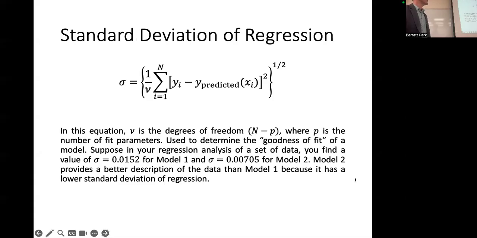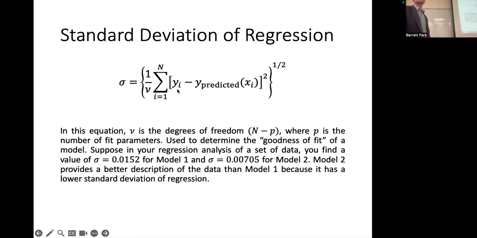This looks a lot like the equation that you saw for standard deviations, but in this case, you take the measured y value minus the y value that's predicted by the fit for each value of x, right? So this is the residual. You take the residual for each data point that you measured and square it. You sum the squares of the residuals, and then you divide by the degrees of freedom. And then finally, you take the square root. Okay, and that's the definition of the standard deviation of regression, right?